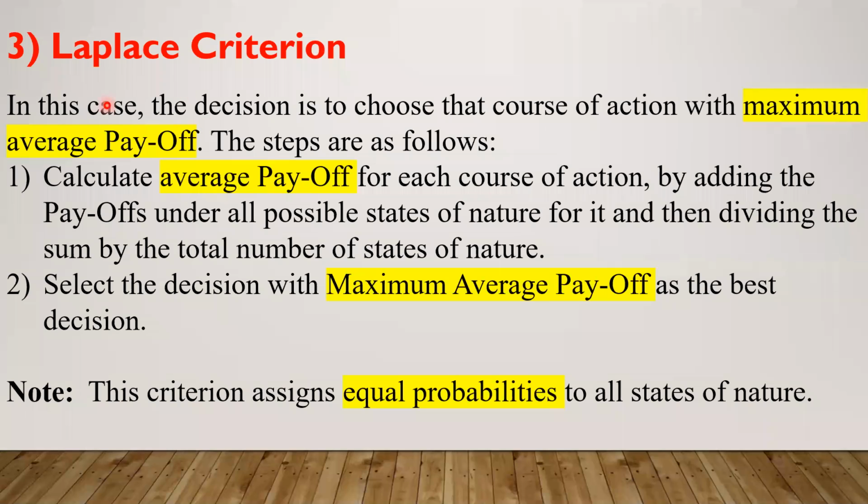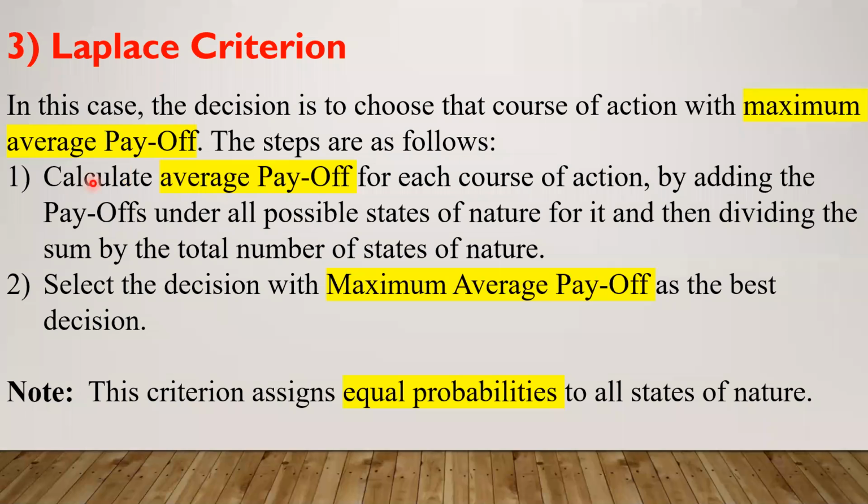In Laplace, in this case, the decision is to choose the course of action with maximum average payoff. मतलब the person is neither showing the optimistic approach nor the pessimistic. ना तो वो optimistic है ना तो वो pessimistic है. तो ना वो maximum ले रहा है ना वो minimum ले रहा है. Straight away he is taking the average. Okay. So the steps are as follows.